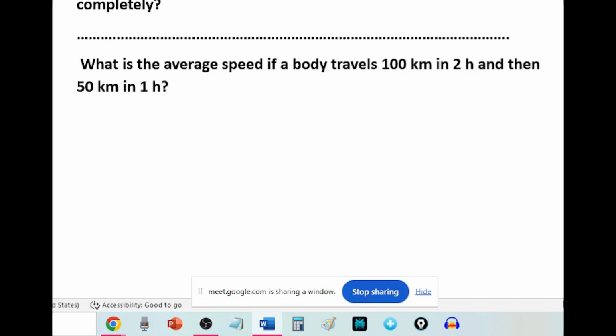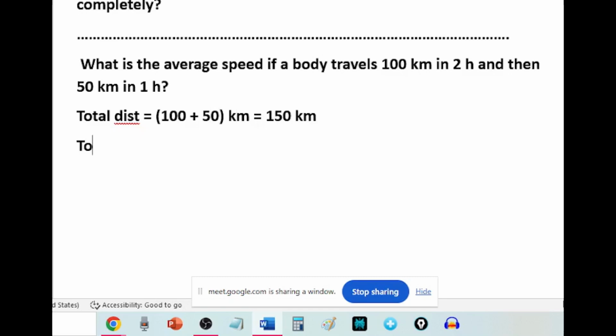Total distance by total time. Total distance 100 km plus 50 km. Total will be how much? What is the total distance? 150. 100 plus 50 kilometers, that is 150 kilometers. It is only distance, not speed.